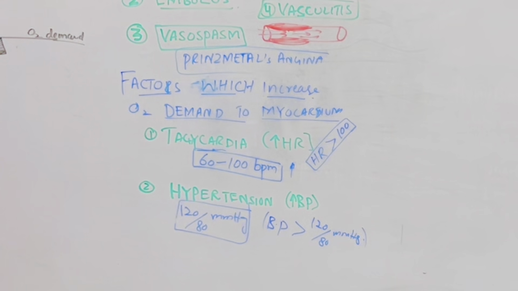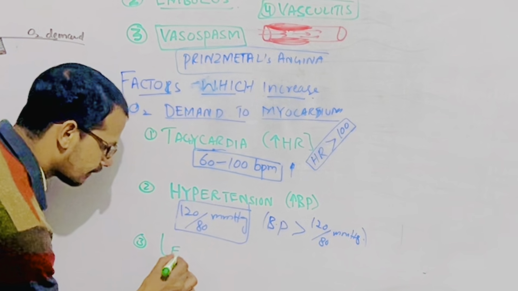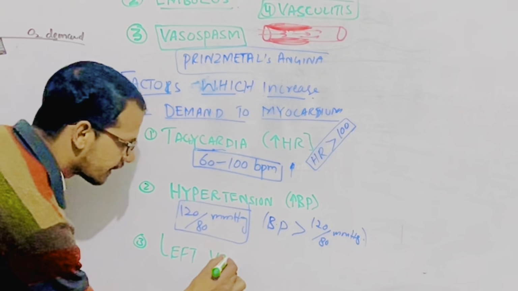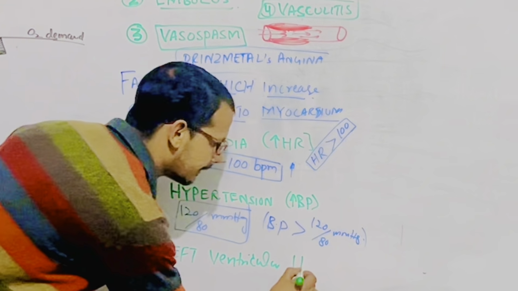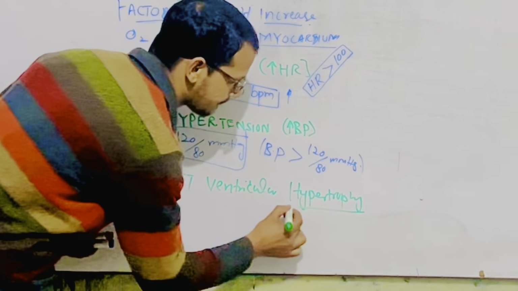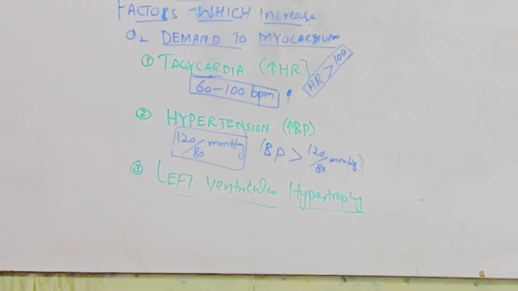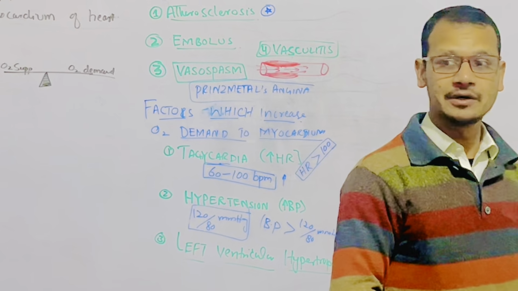The third factor, which is very important, is left ventricular hypertrophy. What does hypertrophy mean? Increase in size. When the left ventricle increases in size, the muscles will demand more oxygen.